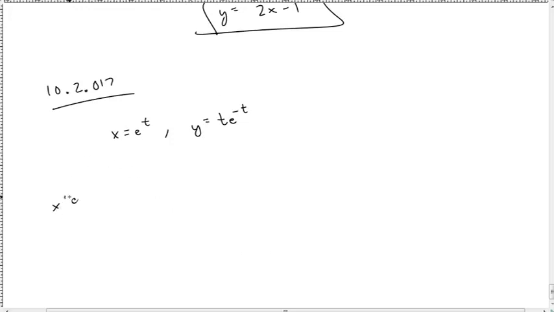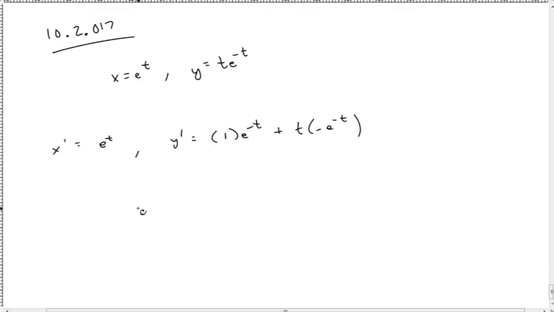The first derivative is super easy because we've been already doing it. X prime, it's just going to be derivative of e to t is e to the t. Derivative of this guy is going to be a product rule, actually. So take the derivative of the first, leave the second one alone. Leave the first one alone. Derivative of the second makes a negative sign come down to the front. And so that's my derivative.